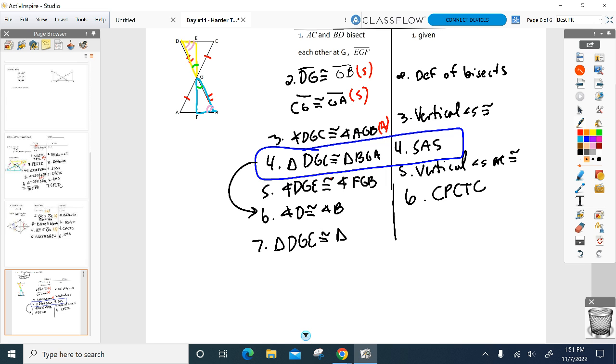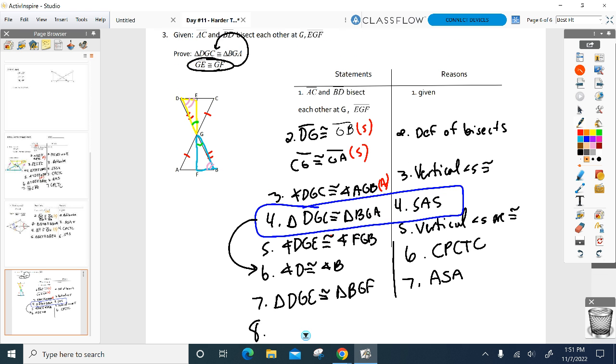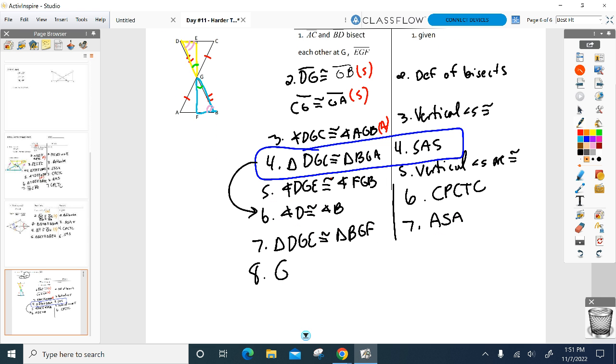Don't screw this up. BGF. BGF, yeah. Icing on the cake, how about a little method there, Brody? Angle side angle. All right, there you go. You had a 20% shot. And then GE congruent to GF, CPCTC.